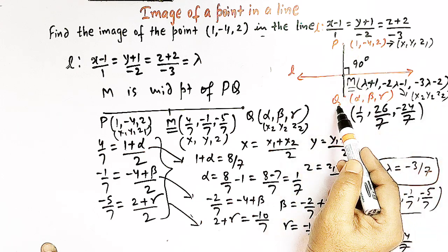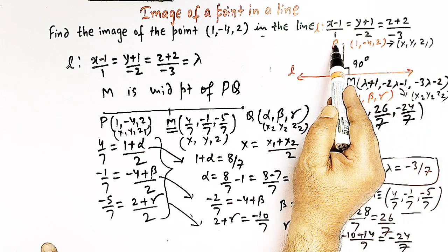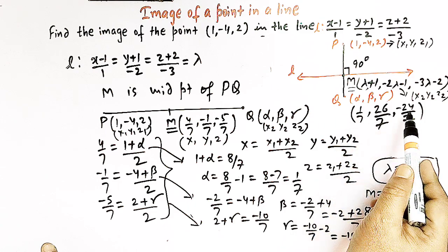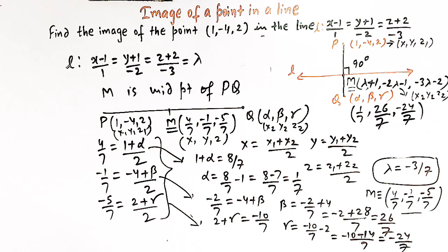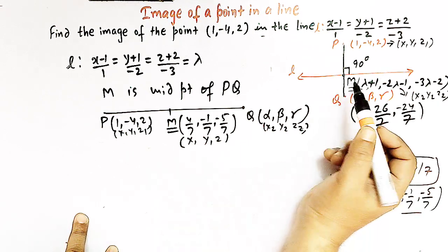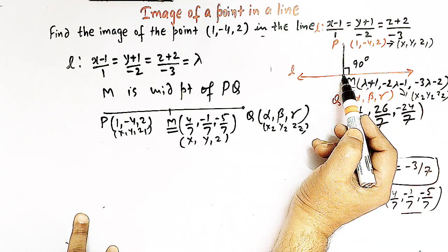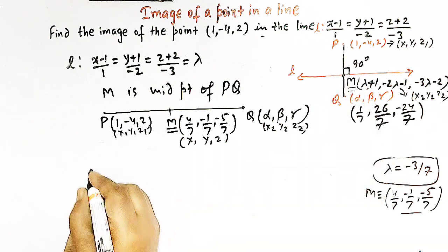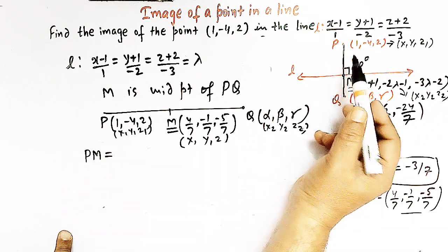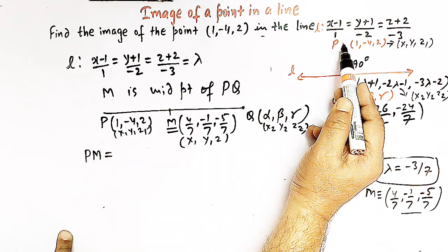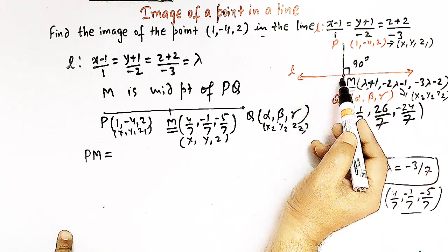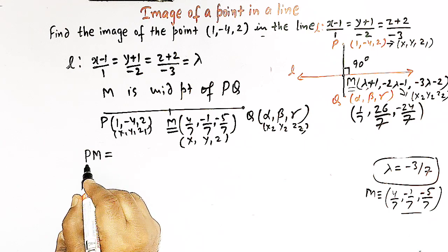So the coordinates of the image of this point P are given by 1 over 7, 26 over 7, and minus 24 over 7. So now here we can also find out the length of this perpendicular, that is PM. So PM is the length of the perpendicular drawn from this point P to this line L. So using the distance formula, we can find out the length of PM.